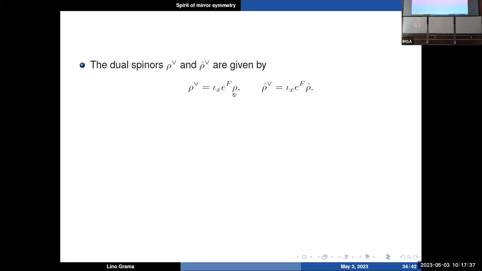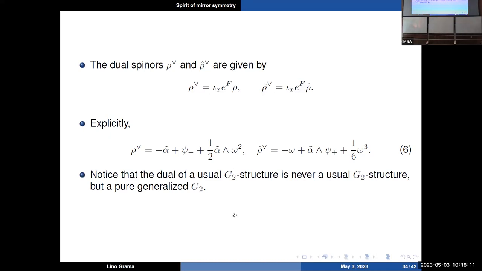And if you start with some generalized G2 structure on one side, after this whole construction, we arrive at another generalized G2 structure on the other side. And if you start with an SU3 structure on one side, we have the precise expression for the two spinors on the other side.